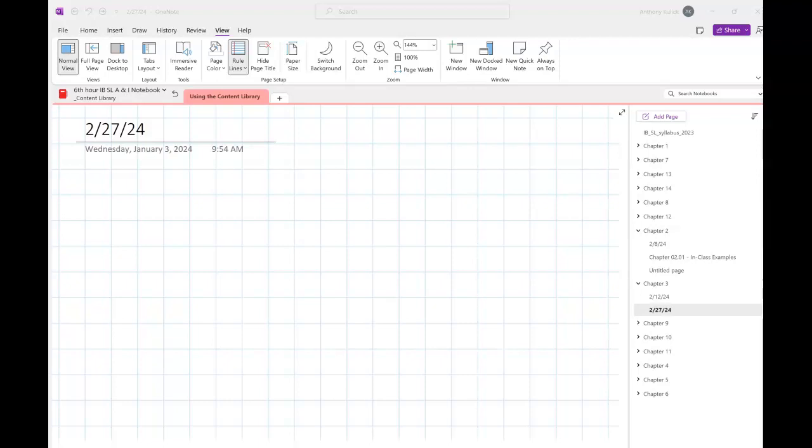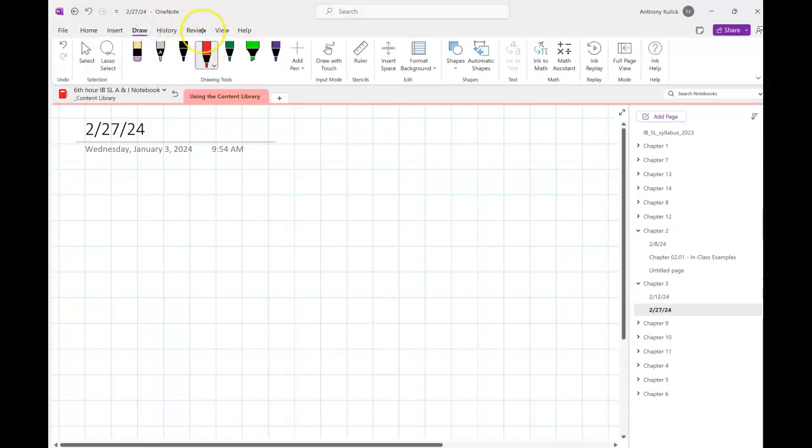Chapter 3. We started Chapter 3 last class. We did sections 1, 2, and 3. We'll finish Chapter 3 this class with Section 4. Next class will be the Chapter 3 quiz. The following class will be the Chapter 3 test. Yeah, we're just ripping through stuff right now.